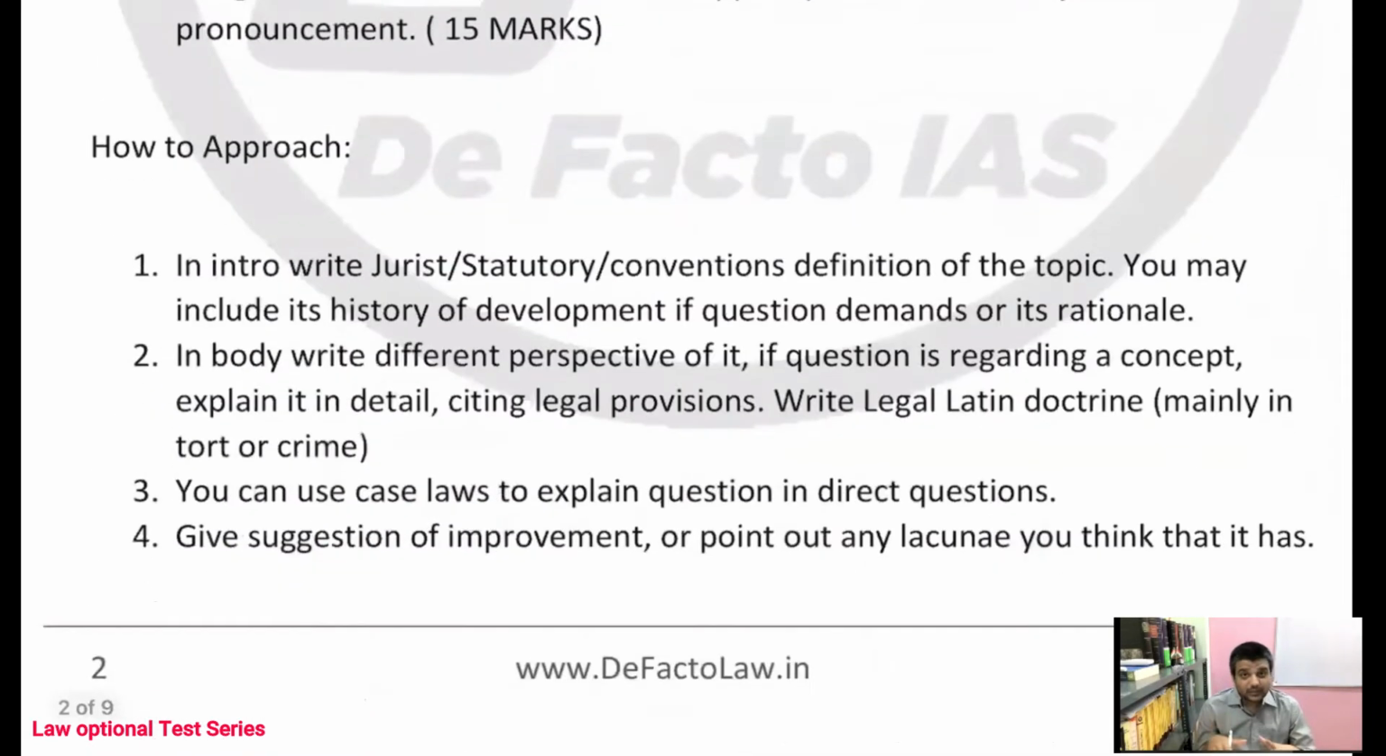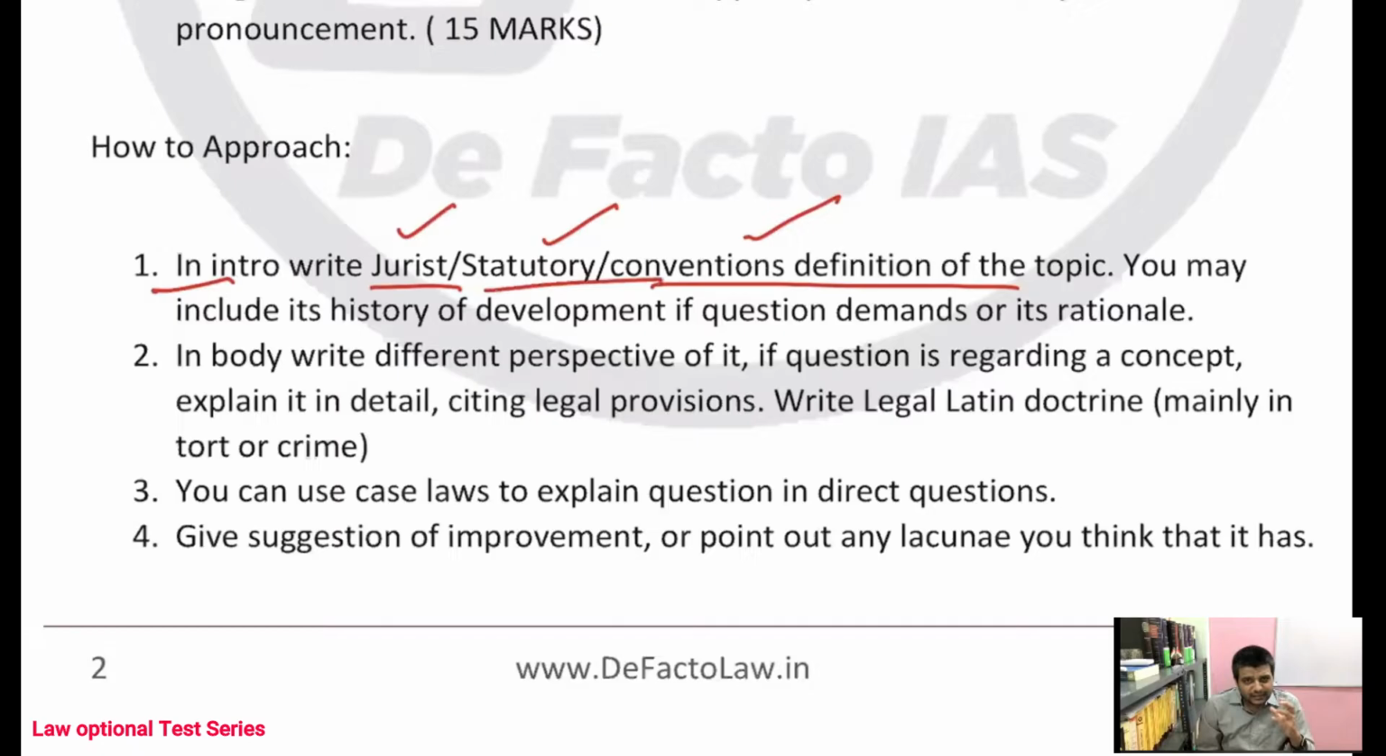So the approach will be, and this is a very generic approach that I'm trying to tell you, first, in the introduction, you explain that particular topic. If it is an international law question, give the convention definition. If it is a statutory question, where they want to know a particular definition of a particular crime, write down the statutory definition. Or if no precise definition is given either in the statute or in an international convention, then give a judicial opinion. It means you try to explain that concept very generically by giving these three things.